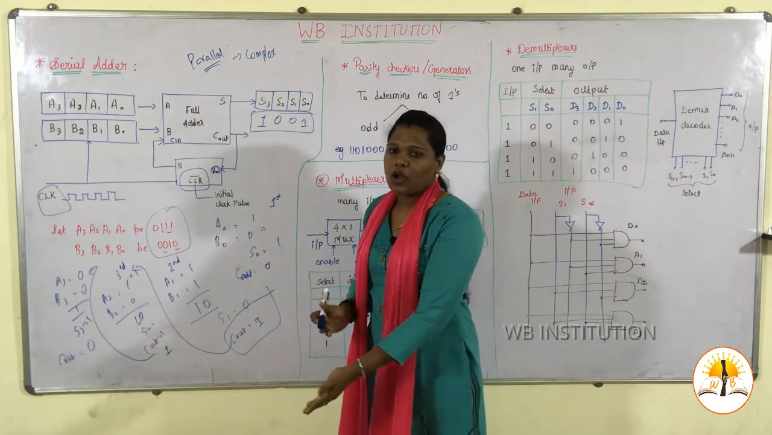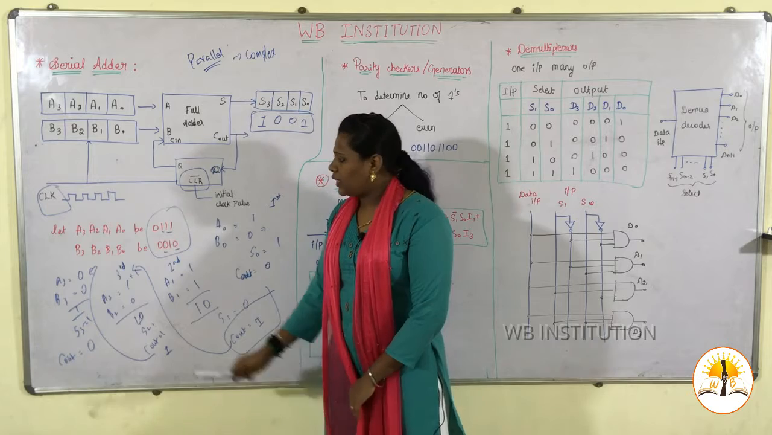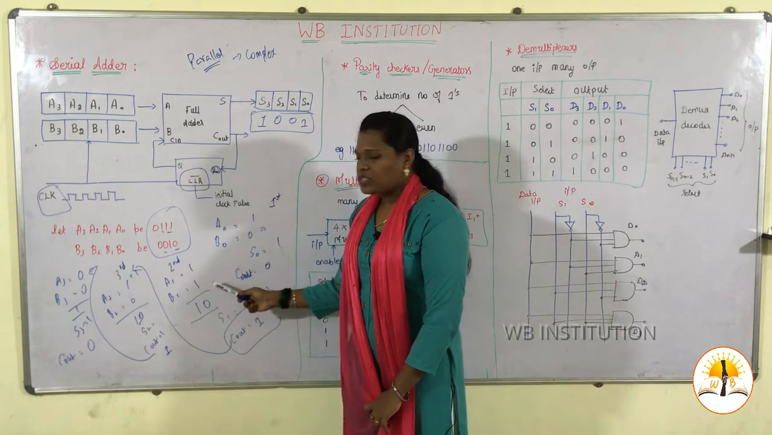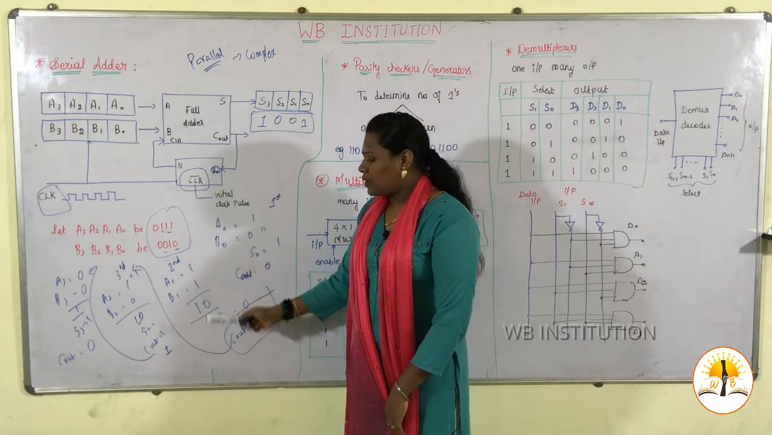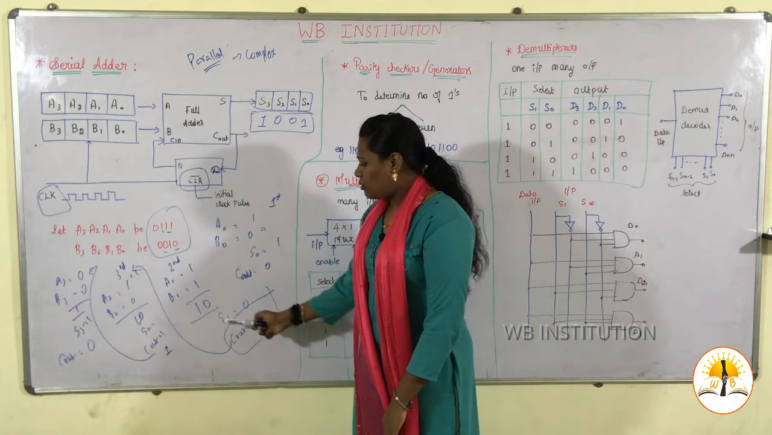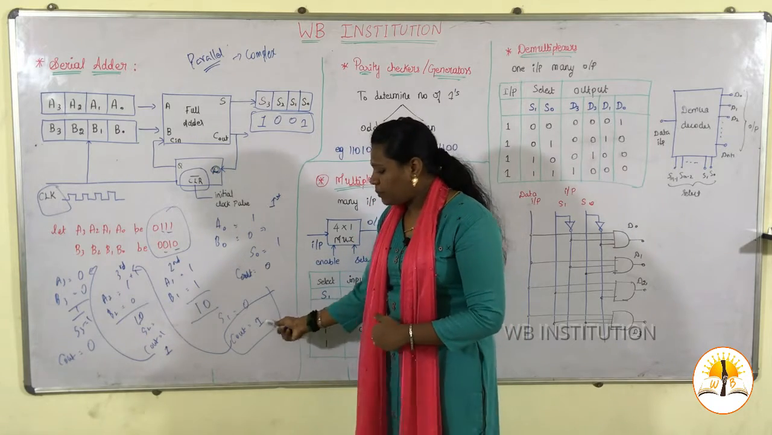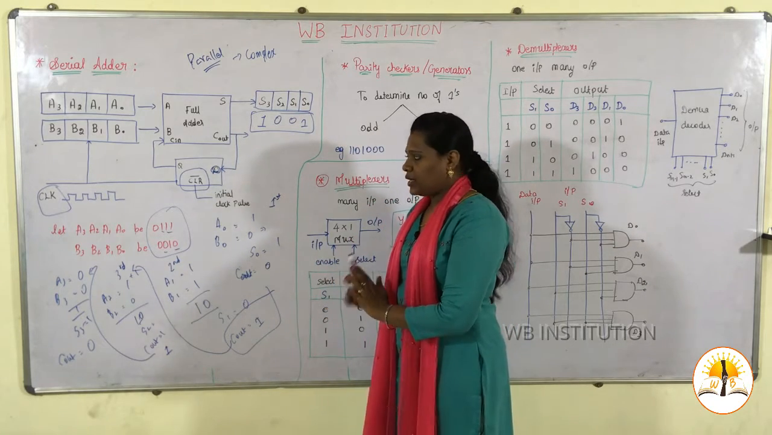Then just give second clock pulse. For second clock pulse you need to take A1 and B1. So A1 and B1. 1 plus 1, as we said earlier, 1 plus 1 gives you 10. So S is nothing but your 0. I mean sum is nothing but your 0 and carry will be 1. C out. Just keep it aside.